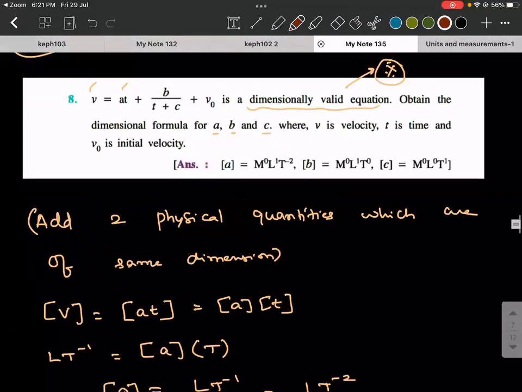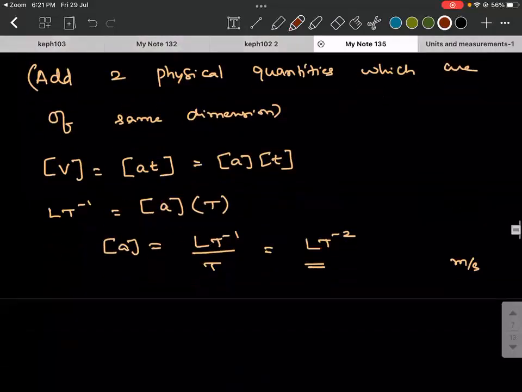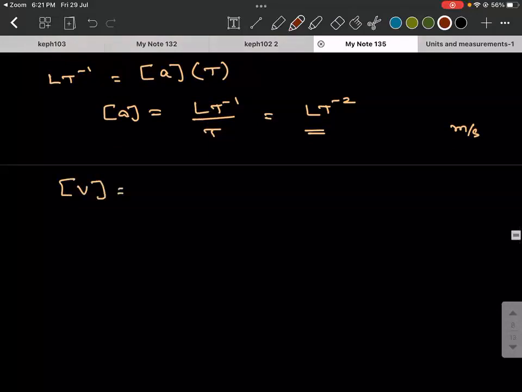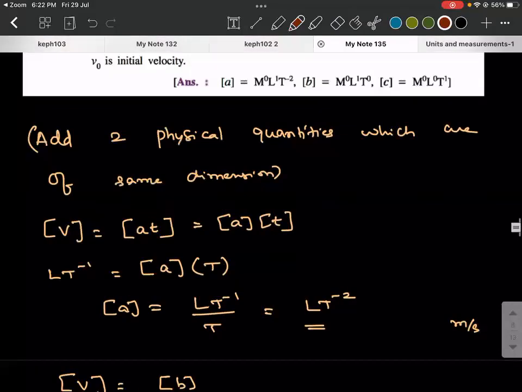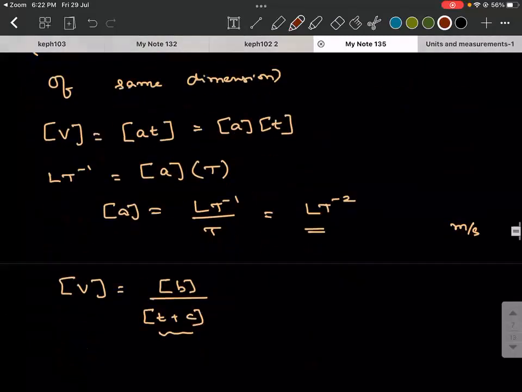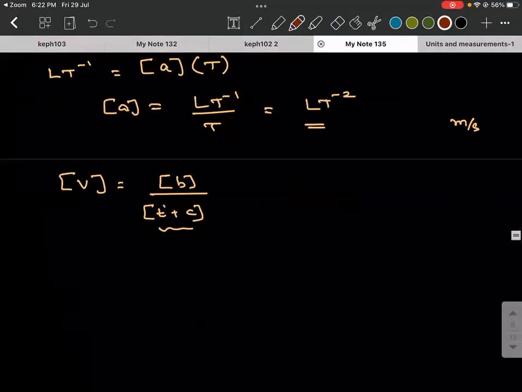In a similar way, tell me what unit this physical quantity B divided by T plus C should have. Same as that of velocity. So can I say the dimensional formula of V is equal to the dimensional formula of B divided by the dimensional formula of T plus C? Does it make sense? But if you observe the denominator, T is time. They have given in the question clearly. So the dimensional formula is T. Time can be added to which other physical quantity? To time only. So from this, what can I conclude? Dimensional formula of C is also T only. That is M^0 L^0 T^1. Am I clear, guys?